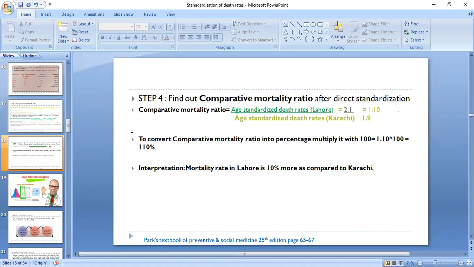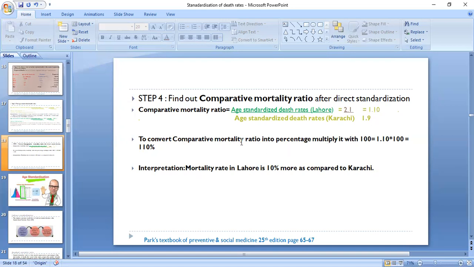Now, the fourth step is to find out the comparative mortality ratio. This is the last step after death standardization. The comparative mortality ratio can be calculated by dividing the age standardized death rate of one population by the other population. So in our example, the age standardized death rate of Lahore is 2.1 and that of Karachi is 1.9. So the comparative mortality ratio is 1.10.